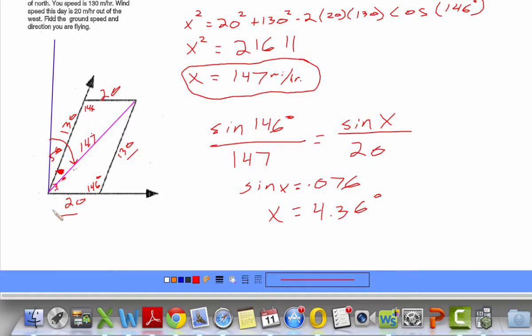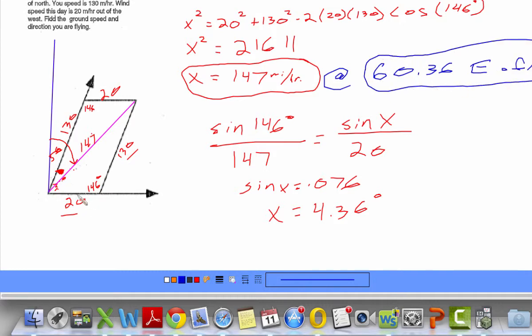So if you think about it, I was going 56 east of north, but then I'm going 4.36 more than that. So I'm actually going 147 miles per hour at, what would it be, 60.36 east of north. So you have to remember that when you set up your parallelogram, you have your resultant vector. That's what the speed will actually be, and then we can utilize the law of cosines. So the law of cosines, don't let it scare you. It looks like it's ugly, but it's not. It's very useful.